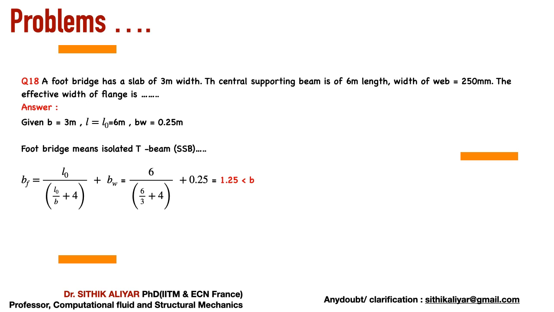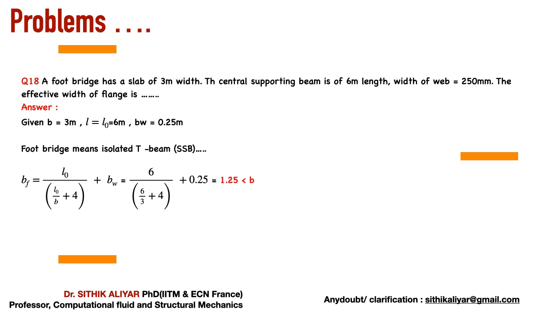The width of the web, the beam width, is 250 mm. What is the effective width of the flange they are asking? I hope it is clear. So the bridge width is 3 meter and the beam is going at the center, and the beam length is 6 meter. I hope you can imagine. The total bridge width is 3 meter, the beam is going longitudinally in 6 meter length, and the beam's width is 250 mm. What is the effective width of the flange? So they have given B equal to 3 meter, L equal to 6 meter. It is an isolated beam, right? It's a bridge. BW is 0.25 meter.